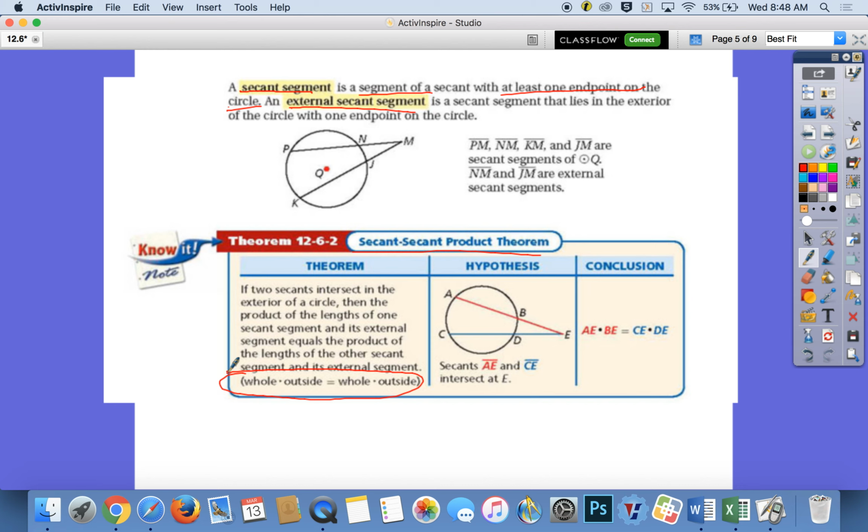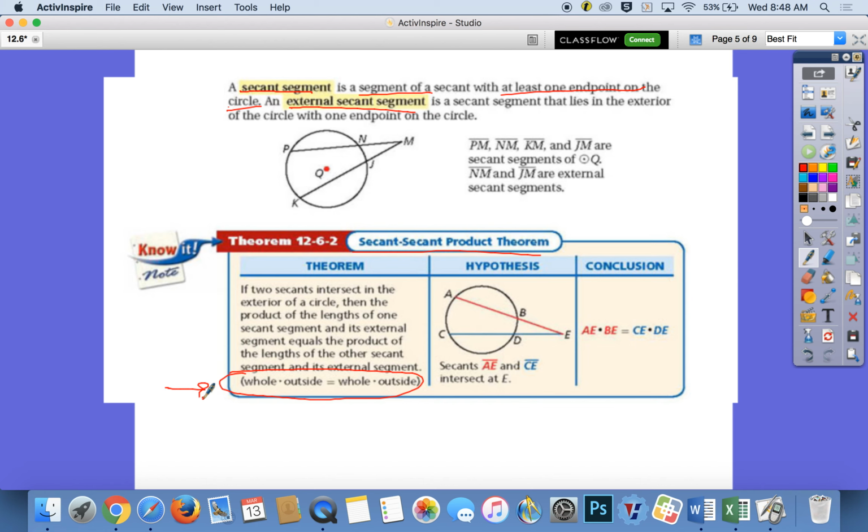What this basically tells us is that I can solve for an unknown in the length of these secant segments by multiplying the whole length times the outside, because that also equals the whole length times the outside. Alright, so that's what it tells us. If two secants intersect in the exterior, then the product of the lengths of one secant segment and its external equals the length of the next secant segment and its external.